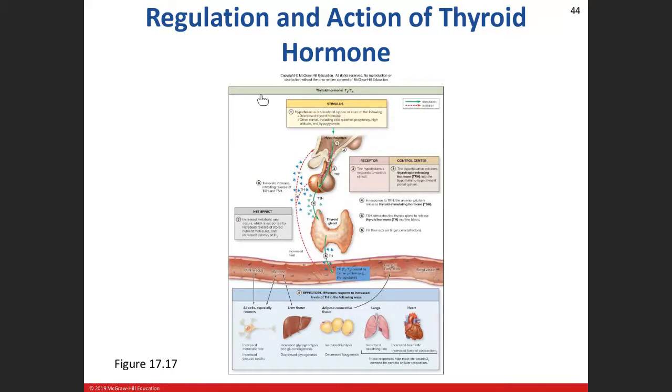Here you can see our stimulus. We have the negative feedback system: decreased thyroid hormone being produced, or cold weather, high altitude, pregnancy, hypoglycemia, and so on. The hypothalamus detects that and releases its TRH into the portal system between the anterior pituitary and the hypothalamus. The anterior pituitary then releases its thyroid stimulating hormone onto the thyroid gland, and that will stimulate the thyroid follicular cells to release thyroid hormone.